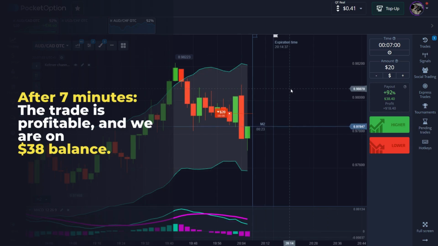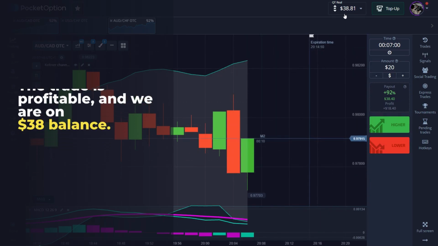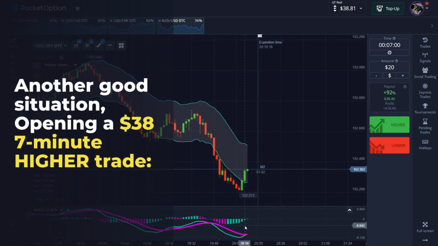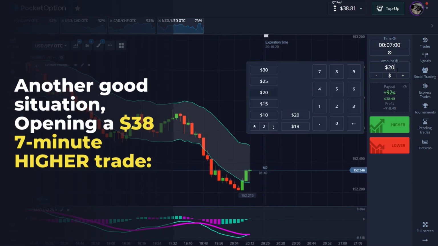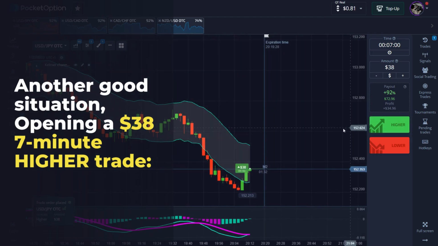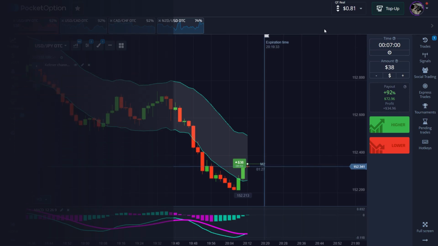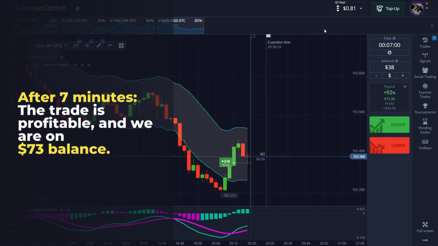After 7 minutes, the trade is profitable, and we are on $38 balance. Another good situation, opening a $38, 7-minute higher trade. After 7 minutes, the trade is profitable, and we are on $73 balance.